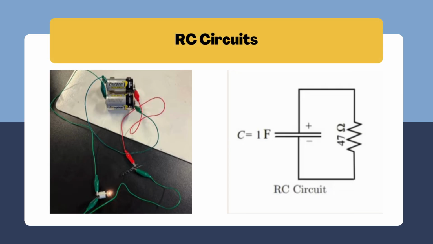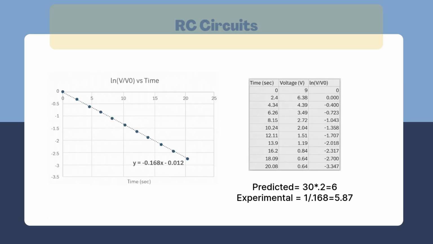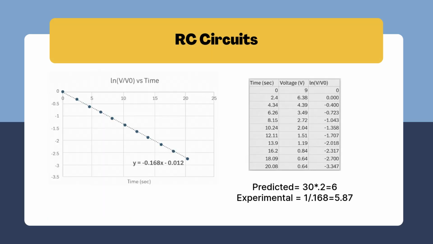This is our setup for the capacitor and resistor circuit. And this is just my plot that I derived from utilizing the stopwatch to count the charging and discharging time. And also, I calculated the voltage differences. And the predicted would be 6, but the experimental value I got for the capacitor value was 5.87.